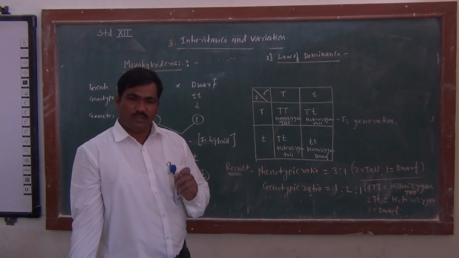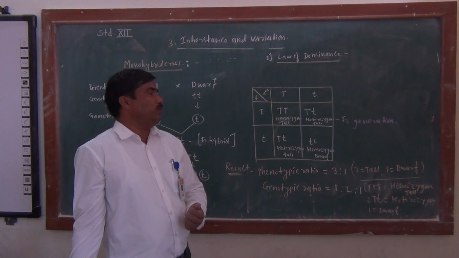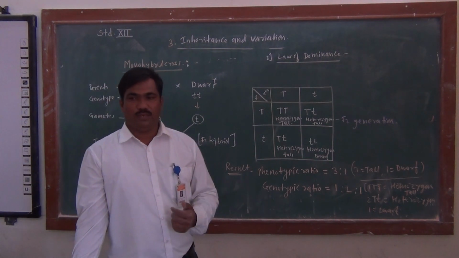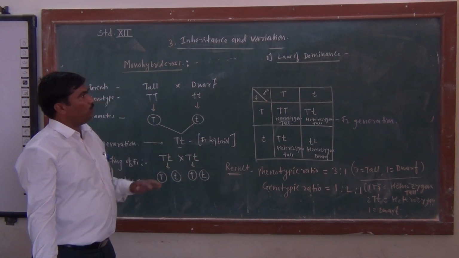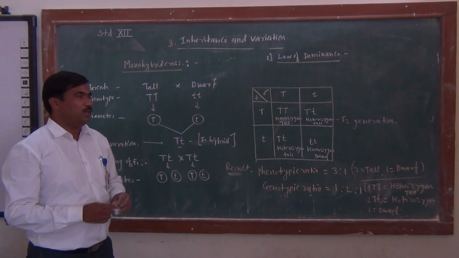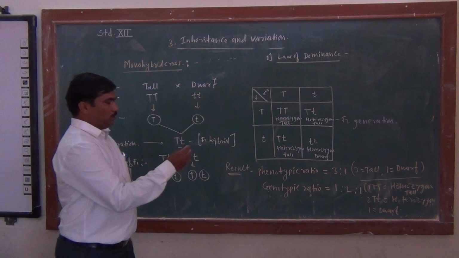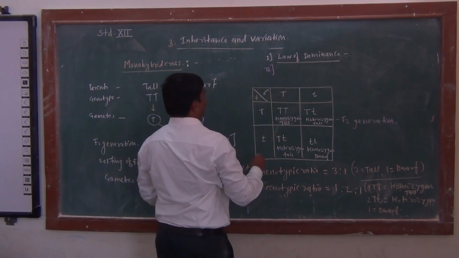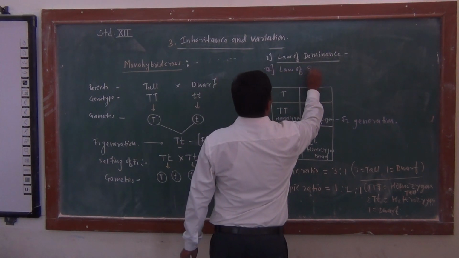This law is not universally accepted. Some exceptions are there, for example, incomplete dominance and codominance. We will study these further in this topic. Then he gives the second law with the help of the monohybrid cross. This is the law of segregation.